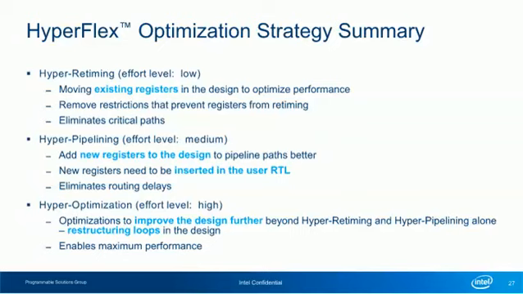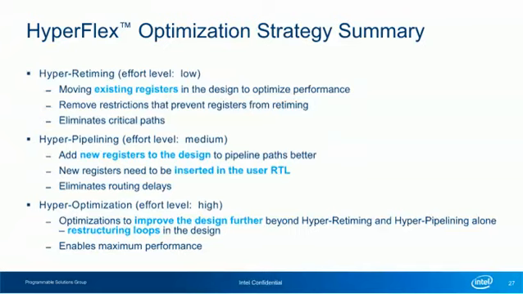Stage 1 is Hyper-Retiming. Hyper-Retiming involves moving existing registers in your design from ALM locations into hyper registers to cut critical paths and improve overall performance. In some cases, due to the architecture of hyperregisters, it may not be possible to move the ALM registers into them. So hyper-retiming may also involve removing any restrictions that would prevent ALM registers from being retimed into hyperregister locations.